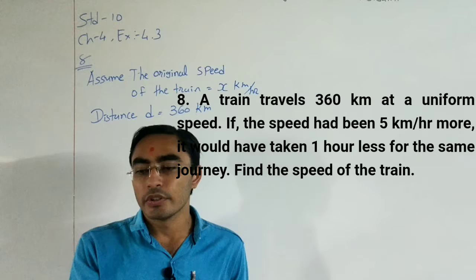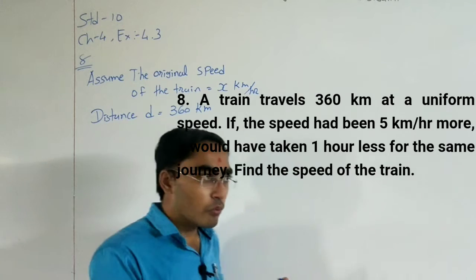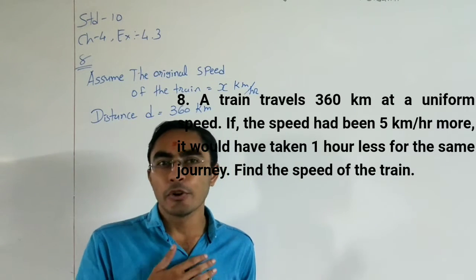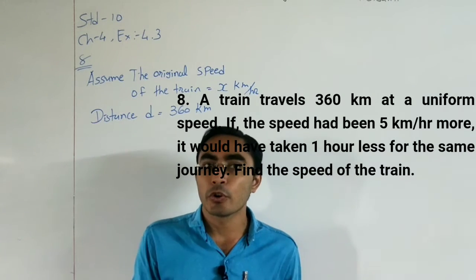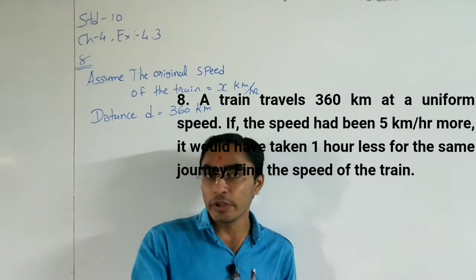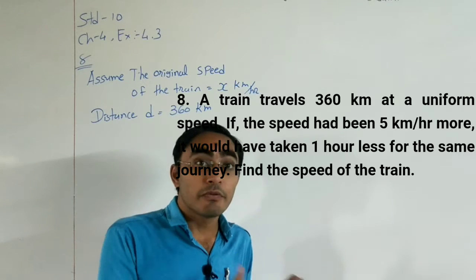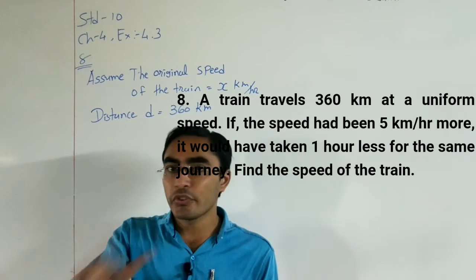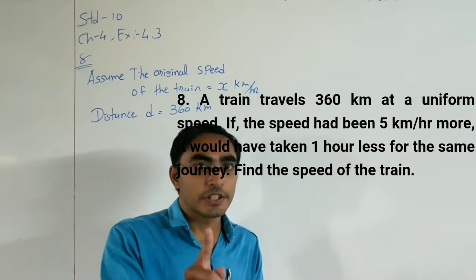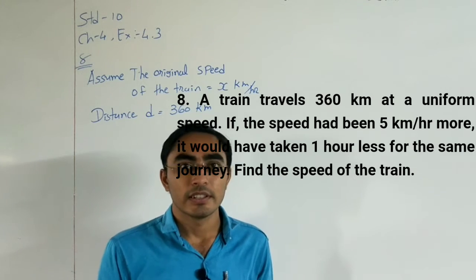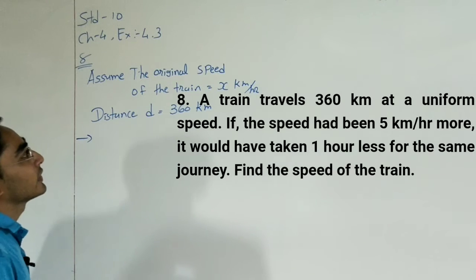Now what is the condition? If the speed had been 5 km per hour more, it would have taken 1 hour less. Exactly how much time it will take we don't know, but we know only one thing, that is the difference in time. The difference in time is equal to 1 hour, right? So the exact timing we don't know, but we know the difference of timing, so that we can use here. So we can write like this.